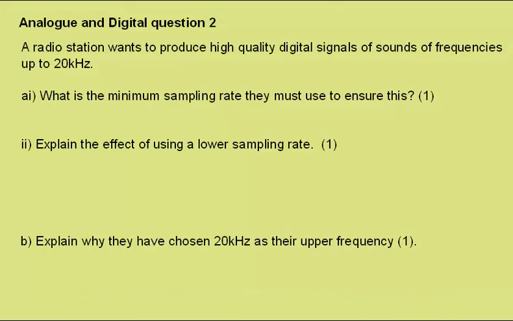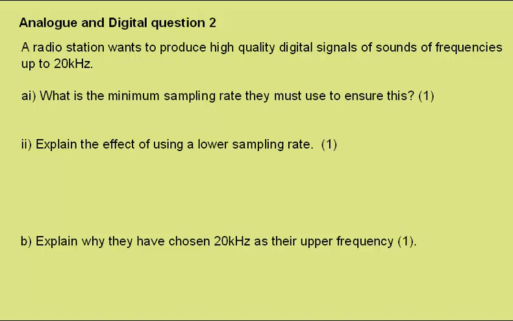Analog and digital, question 2. A radio station wants to produce high-quality digital signals of sounds of frequencies up to 20 kHz, 20,000 Hz. A. Part 1. What is the minimum sampling rate they must use to ensure this?